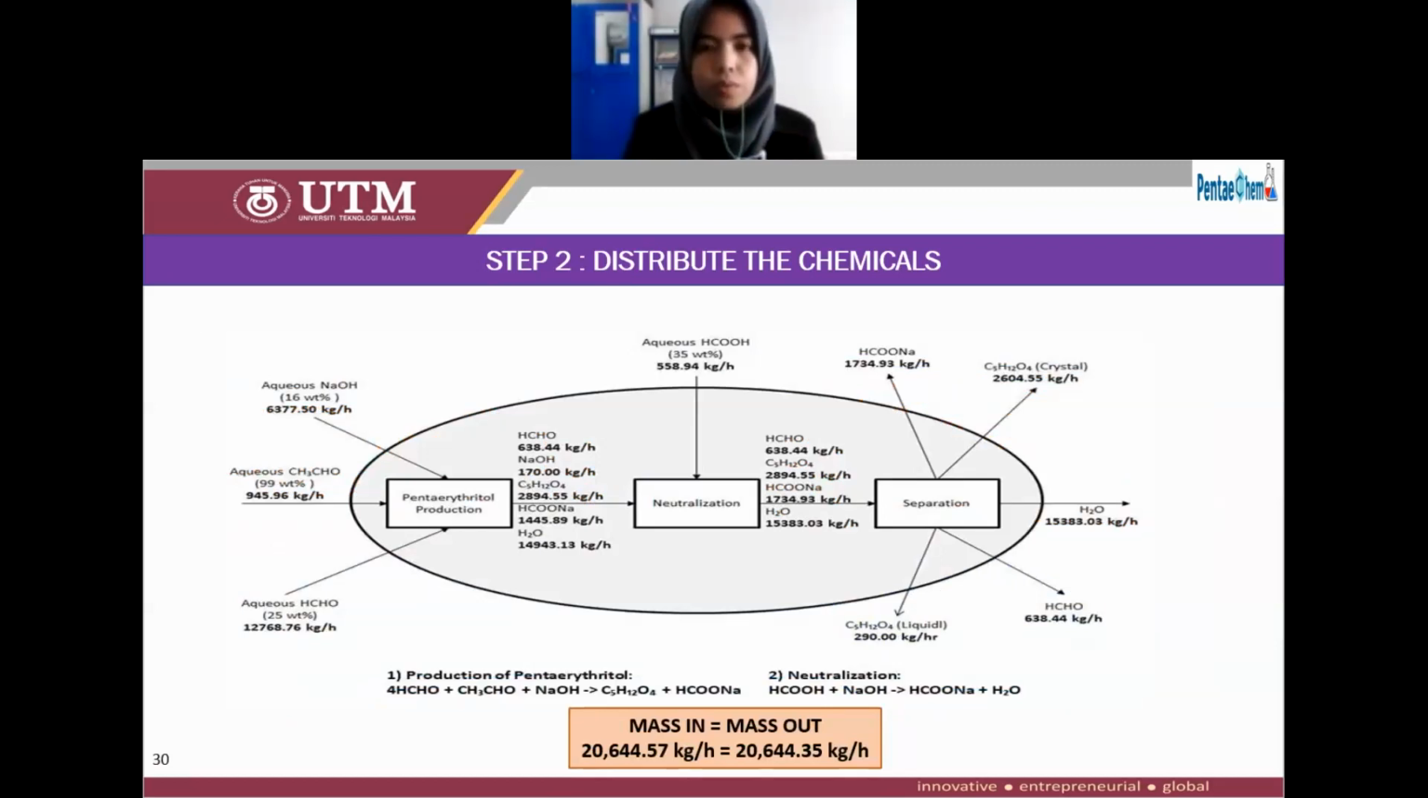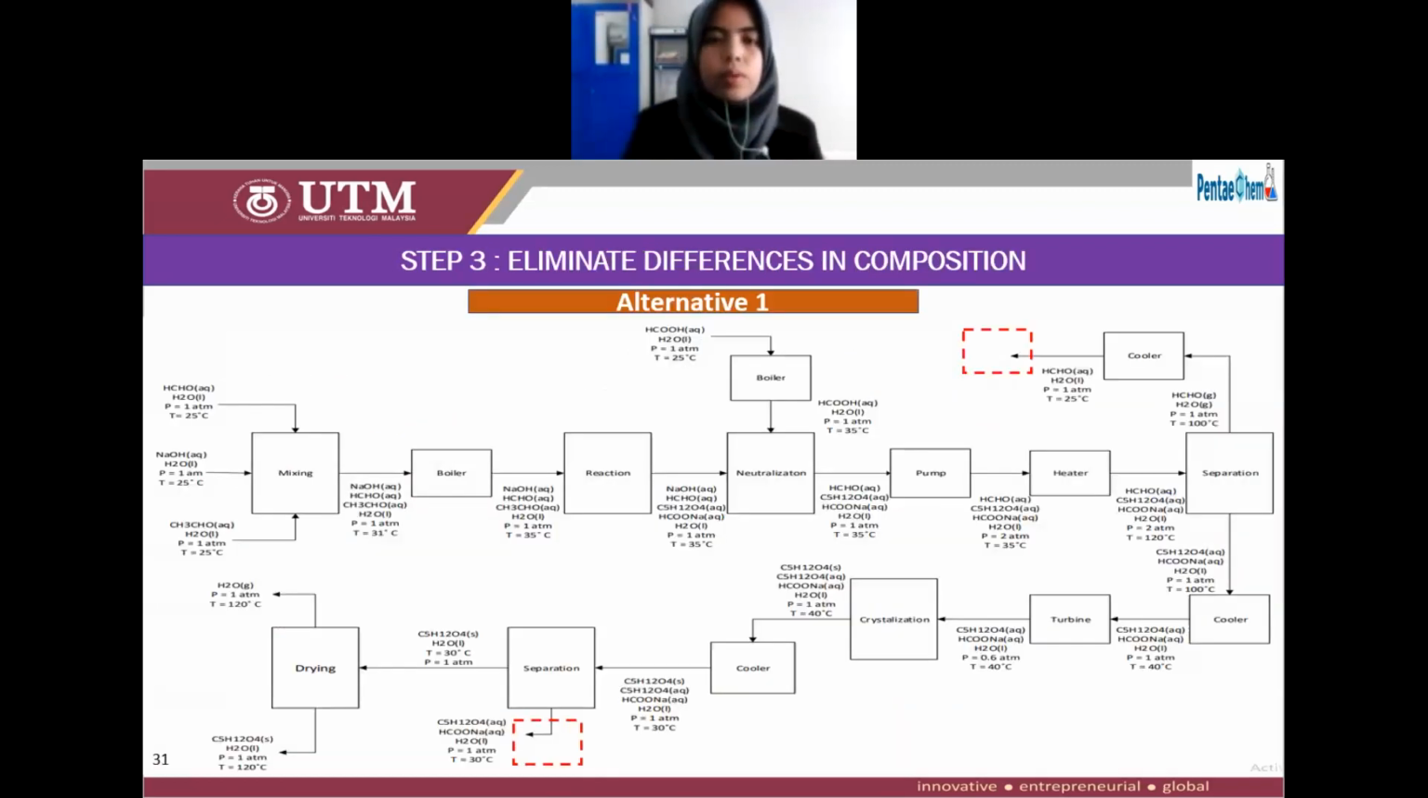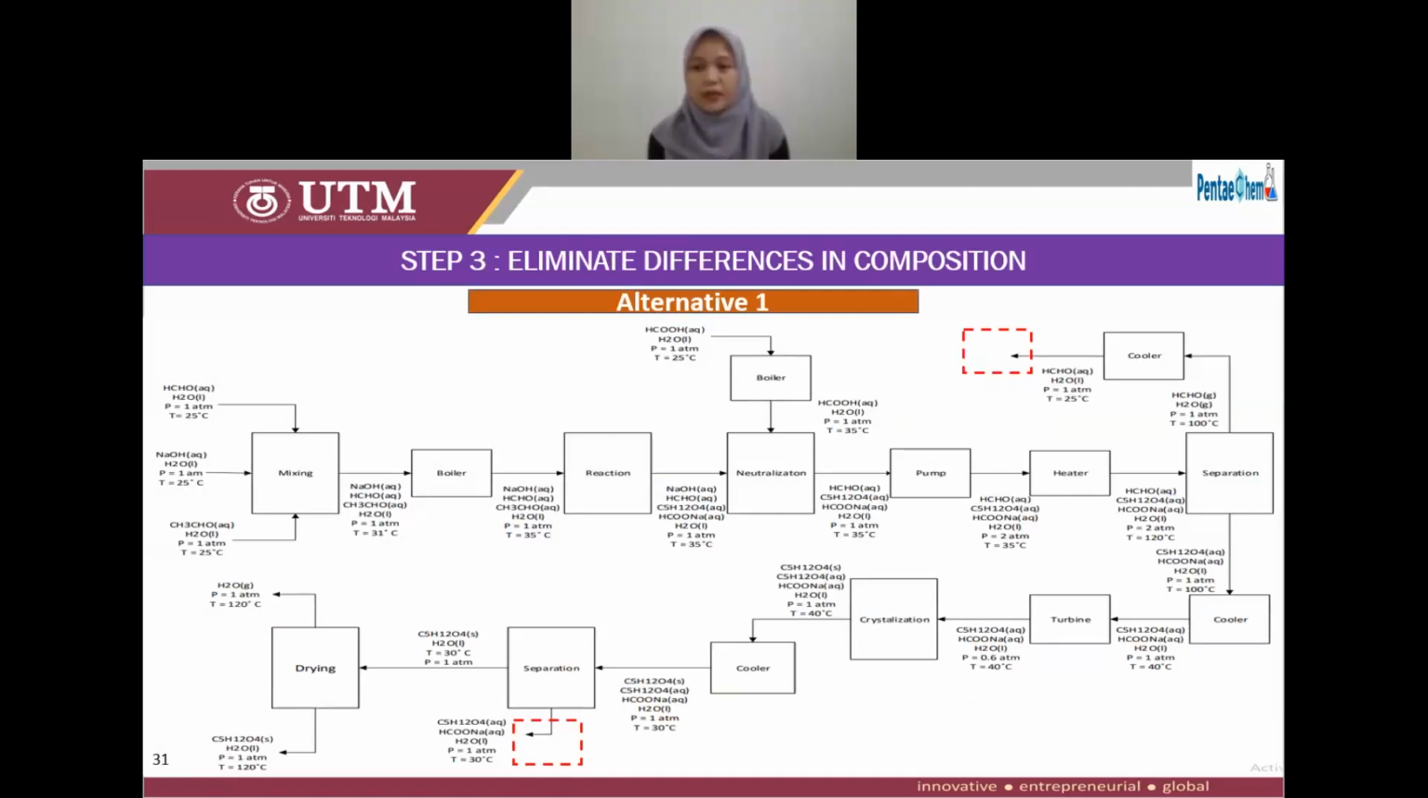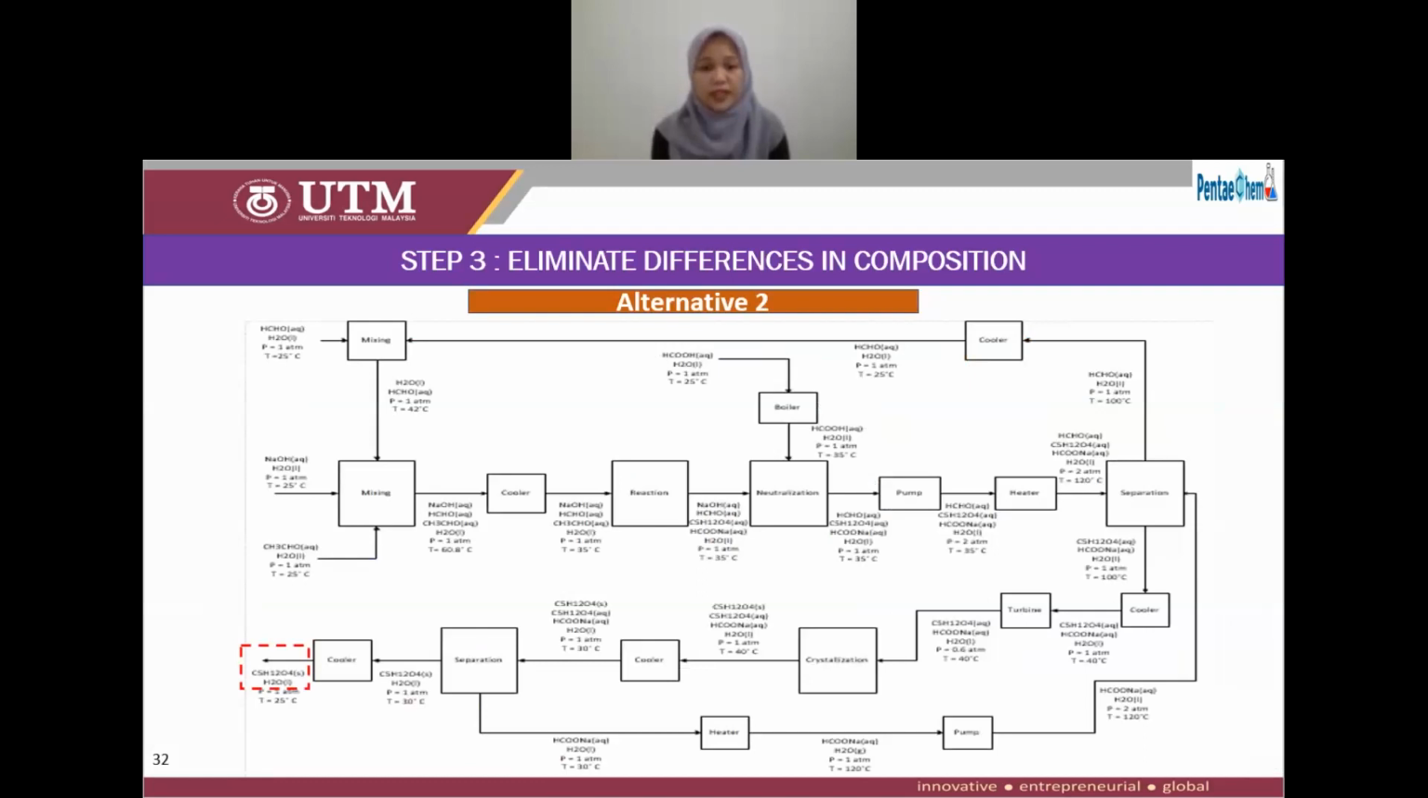So the mass in and mass out for alternative 1 is the same. Okay, for step 3, we eliminate the difference in composition. So we eliminate the separation of formaldehyde and water, and then we also separate the sodium formate and pentaerythritol in aqueous solution for alternative 1. Next. For alternative 2, we recycle back the sodium formate and pentaerythritol in aqueous solution into the first separation, and then we also recycle back the formaldehyde into the mixer.